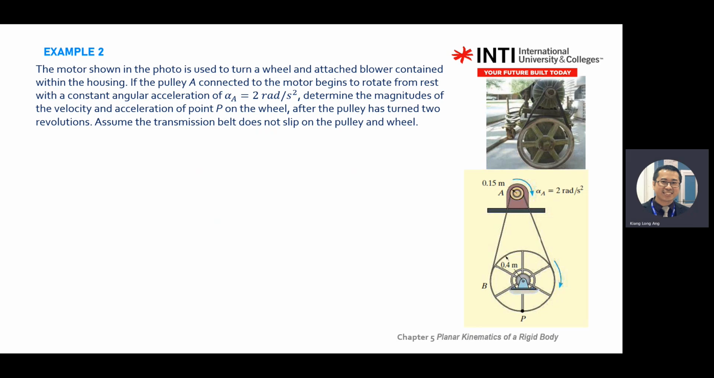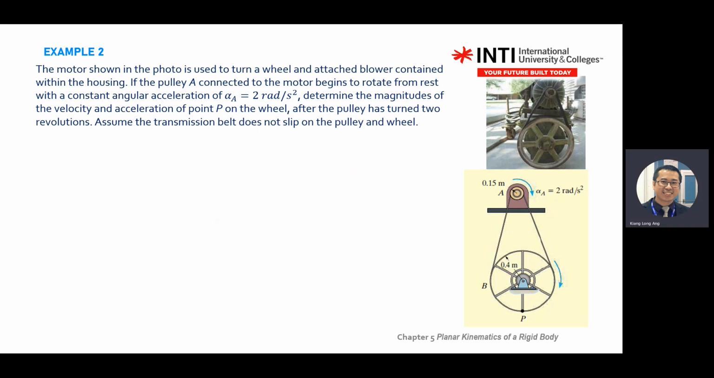So this is a motor. In the photo, a wheel attached to a blower is contained within a housing. Pulley A, connected to the motor, begins to rotate from rest. So pulley A is given here, right? It rotates at a constant angular acceleration, which means these three equations can be used. So this one turns at 2 radian per second square.